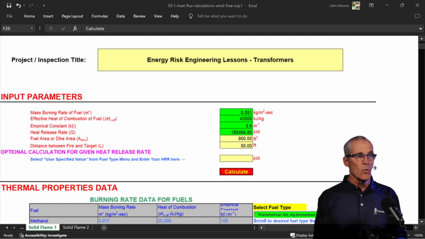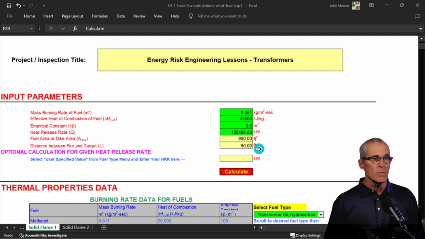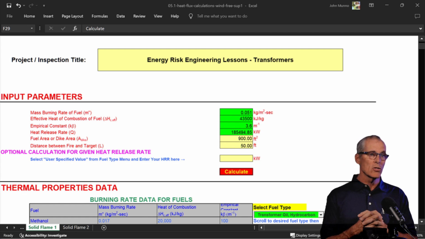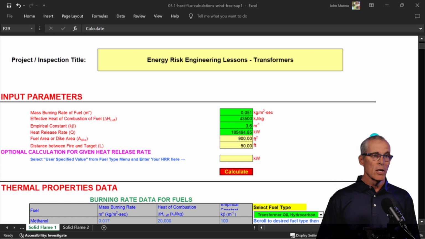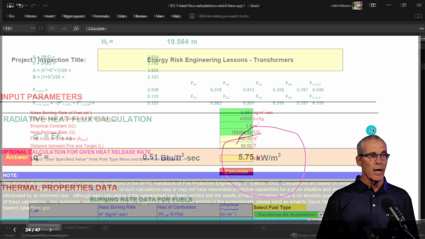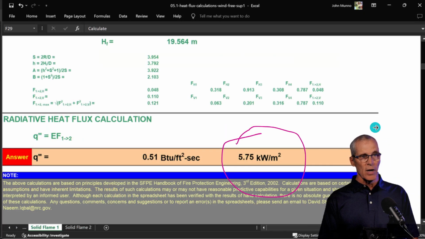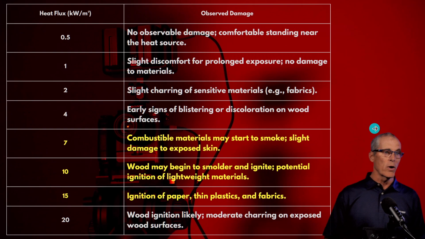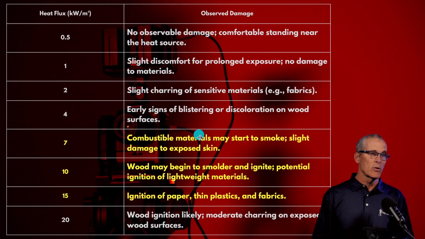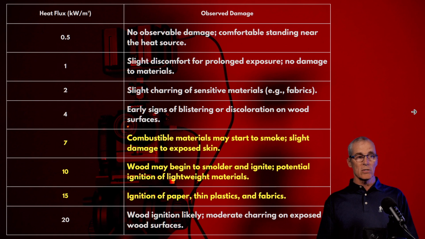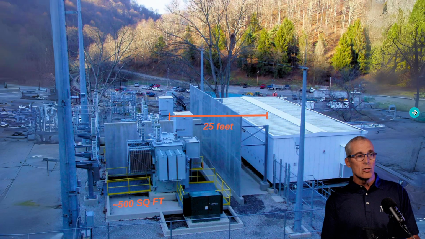All right, here's another one. This time, let's make it 50 feet. Let's call it the same transformer pit, 900 square feet, but we've doubled the separation distance. We run the calc, and now look at the answer. Now we're much more reasonable, 5.75 kilowatts per meter squared. And that gets us in between the early signs of blistering, and it gets us much better than the 10 area. Is it perfect? No. Could we see some paint scalding? Yeah. So just be aware.